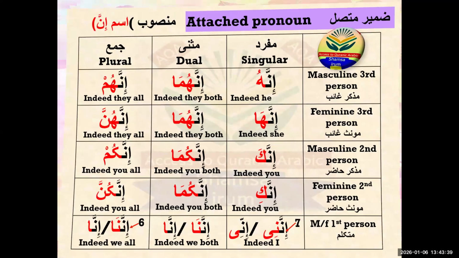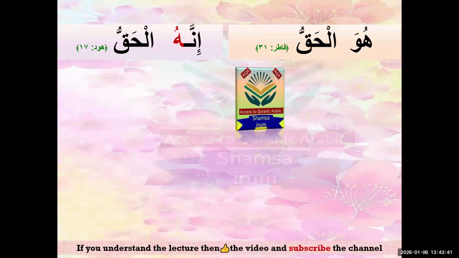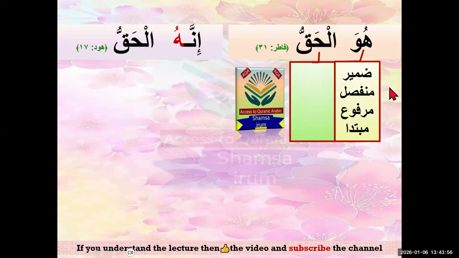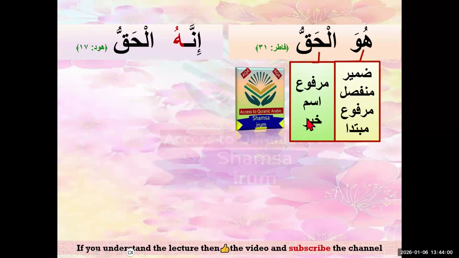Okay, let's start the practice from the ayat from Quran Majid. As you can see, they are almost similar. So huwa al-haqqu, huwa al-haqqu. Huwa is a zamir munfasil used as a mubtada. Al-haqqu is a marfu ism used here as a khabar. You know that khabar should be nakira, but sometimes it can be used as a marifa.